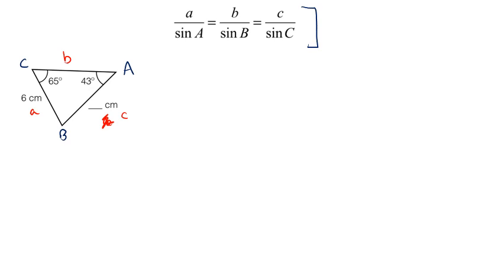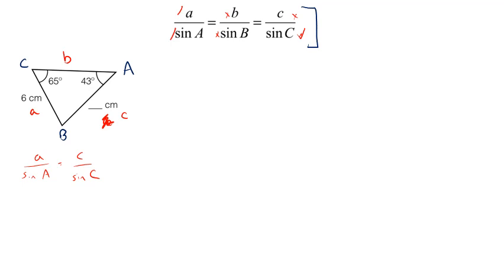We are looking for a pair. So in this case, I know a and A. What do I not know? I don't know B or b, so I just ignore those. I know angle C, but I don't know the side c. So I'm going to use A and C. So I'm going to write out a over sine A equals c over sine C.